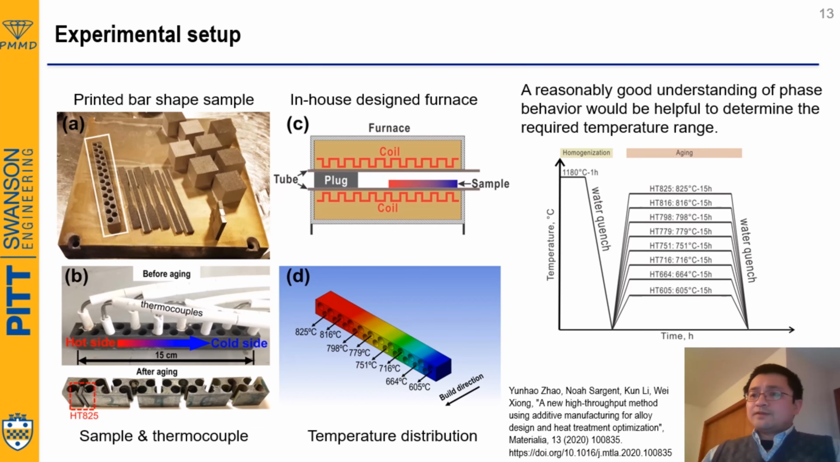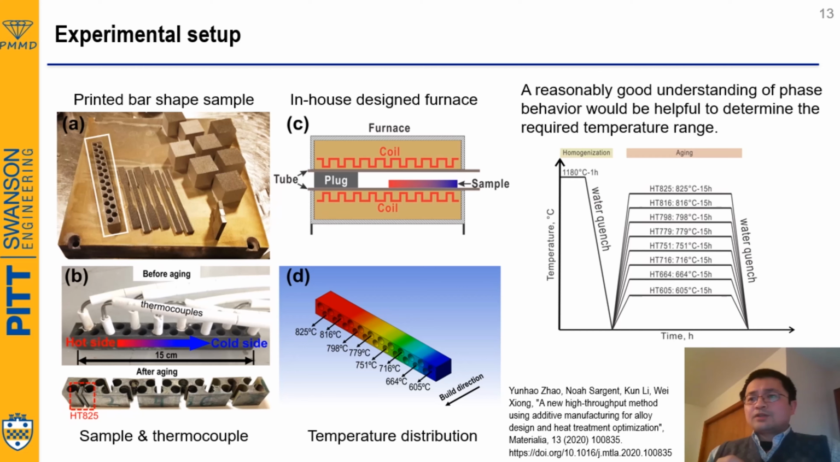So can we do it faster? So this is the effort that we tried. What we were thinking about is using the gradient furnace, we can establish a kind of gradient temperature zone. And I have to say, this is not a very unique heat treatment. Actually, there are a few studies already applied with traditional material.